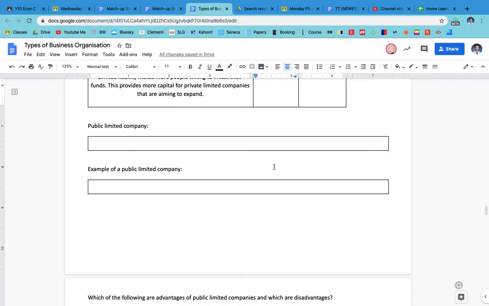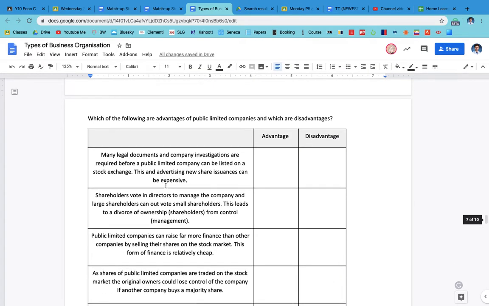In fact, to become a PLC, you have to be a certain size. You can't just set up one day and say, now I'm going to be on the stock market, I'm going to be a PLC. It takes many years to become large enough to float your company on the stock market. Examples are the biggest companies that we all buy from.